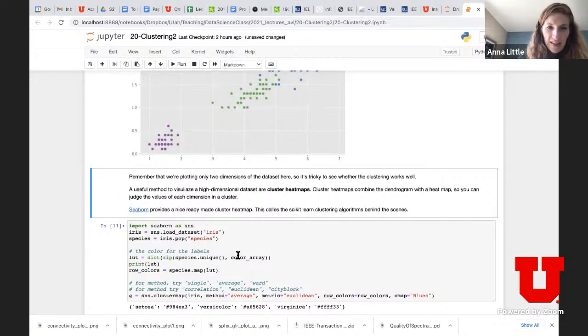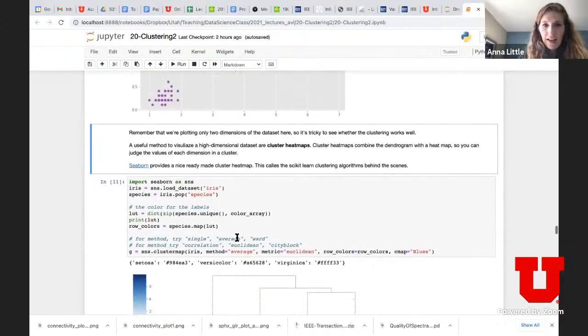But in this case, where we are clustering based on more than 2 dimensions, which we can't visualize, one useful tool that you can use is something called a cluster heat map. Cluster heat maps combine the dendrogram with a heat map, so you can judge the values of each dimension in a cluster. It's a nice way to visualize what the values are doing for all of the different dimensions of the data. And Seaborn provides a nice implementation for this. So let's take a look.